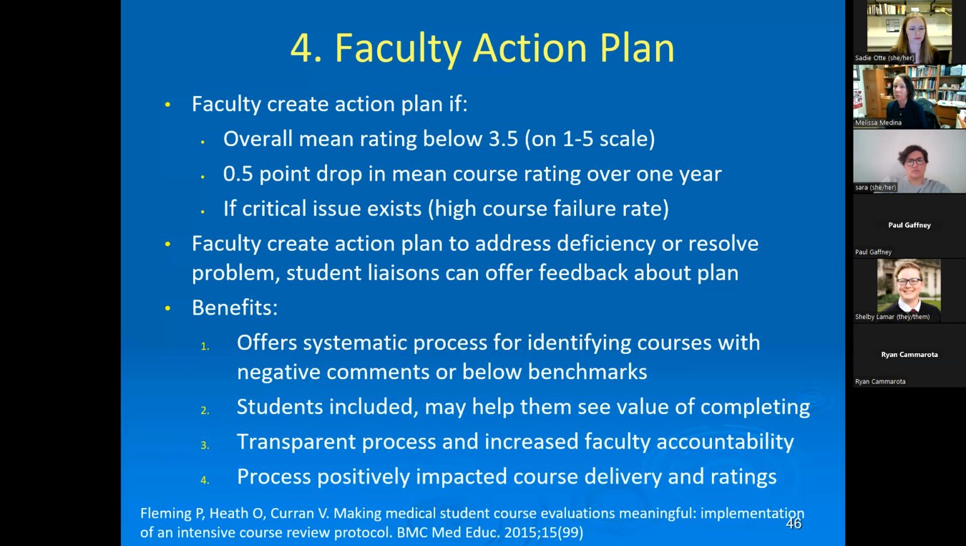And student liaisons can even be used to offer feedback about the plan. So this can be helpful for a variety of reasons: a systematic process for dealing with people that are below benchmark and having negative comments. It certainly can create a more transparent process and increase accountability, and students can be involved so they'll see what the value of course evaluations are. And it can help improve course delivery and ratings so that we have an accountable process and we can work through it as a group on how we are going to improve teaching. So teaching is community property, and we're here to help each other.